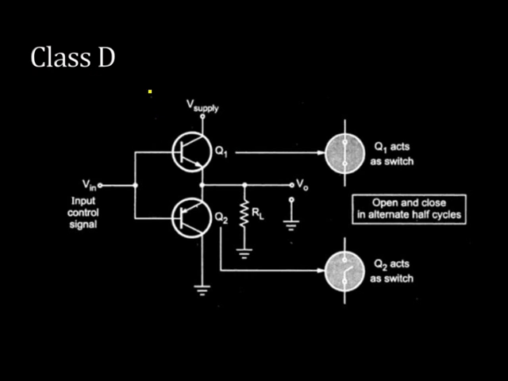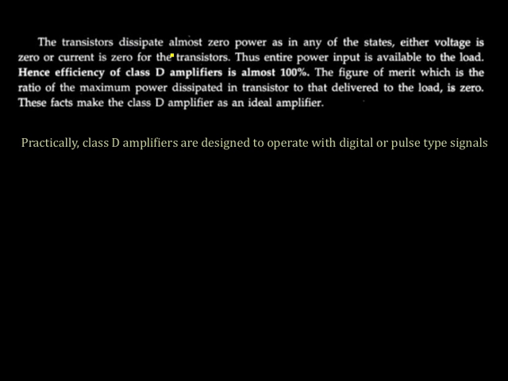Now, class D is nothing but the switching operation using the transistor. That is, these are operating either in saturation or cutoff condition. So, this is the input control signal. Whenever the signal is positive, the transistor dissipates almost zero power, as in the case of stage A. The voltage is zero or current is zero for the transistors because it is acting as a switch. So entire power input is available to the load. So the efficiency of the class D amplifier is very large, because there is no power which is lost. Either voltage is zero or current is zero.